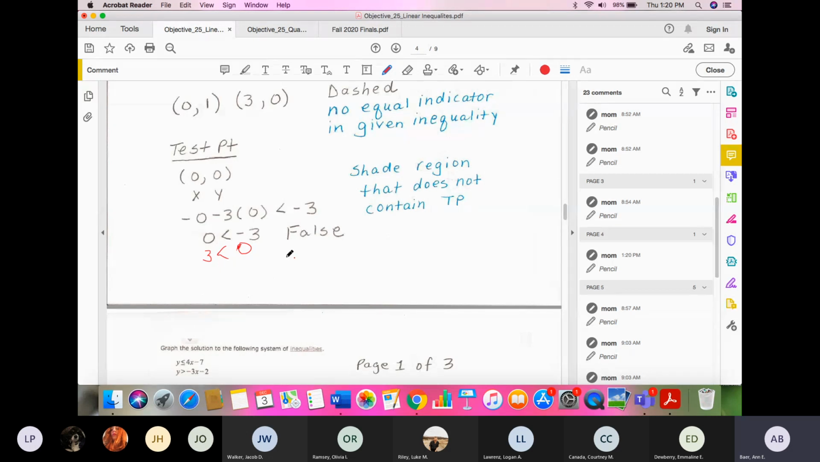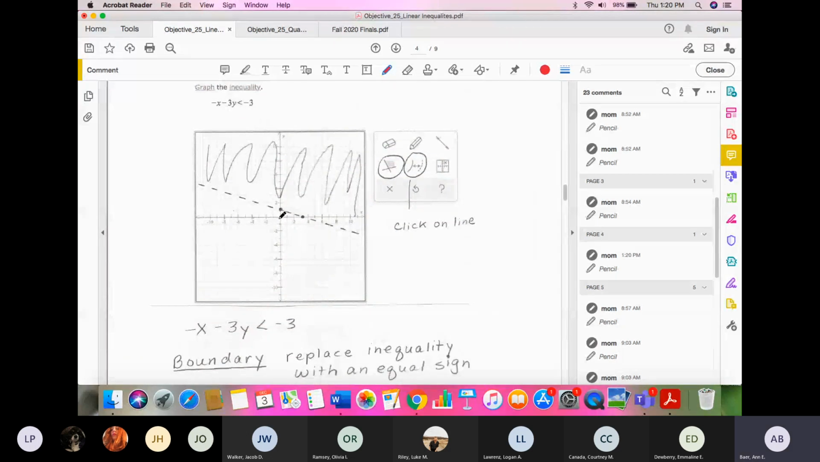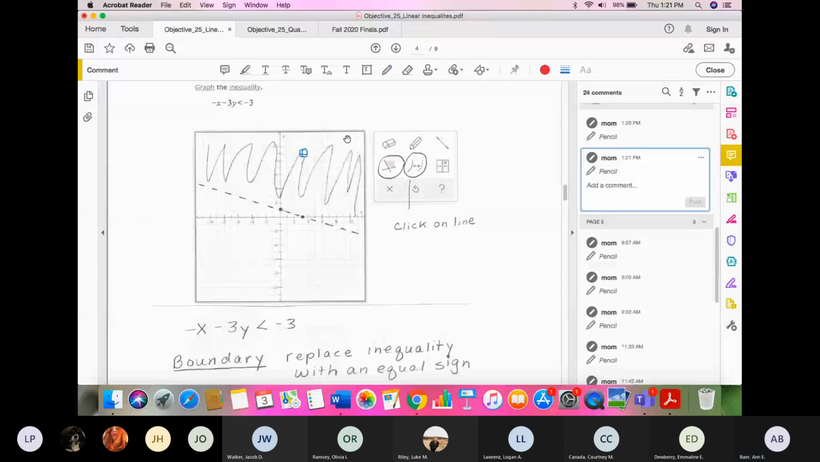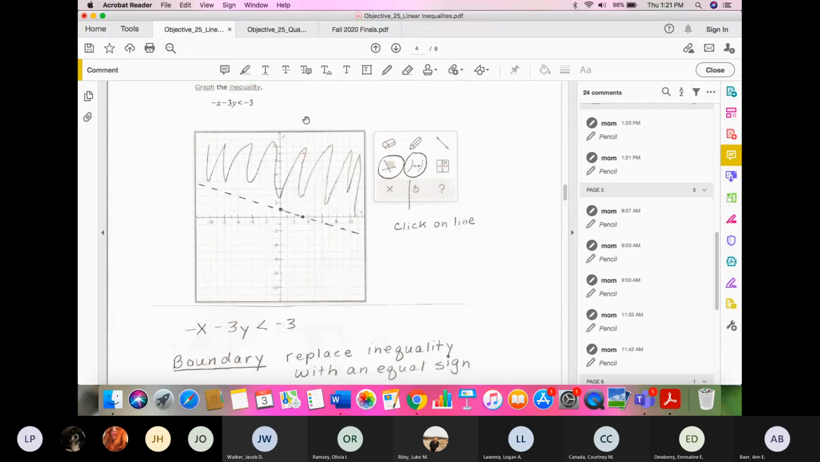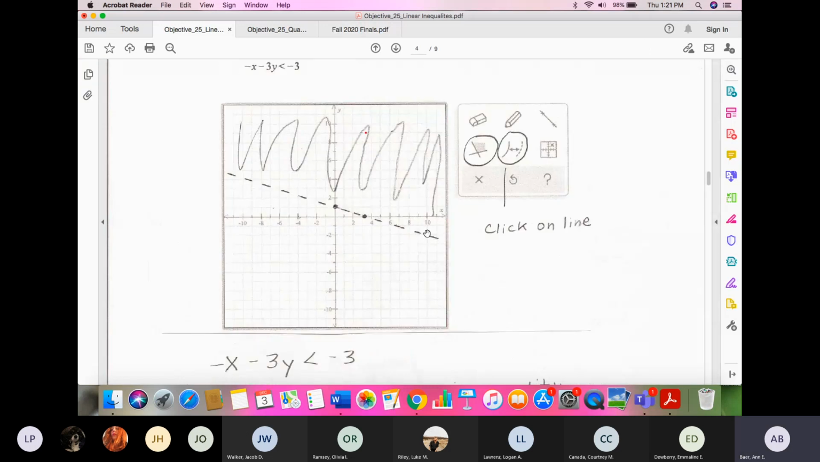So we got a false when we checked our test point. That means we want the other side of the boundary that does not contain the test point. So we checked (0, 0). We got a false, and that's down here. So we want the other side of the boundary, which is up here. So we want to use our boundary shade tool by taking this icon here and clicking in here. Make sense? Any questions on this particular topic?